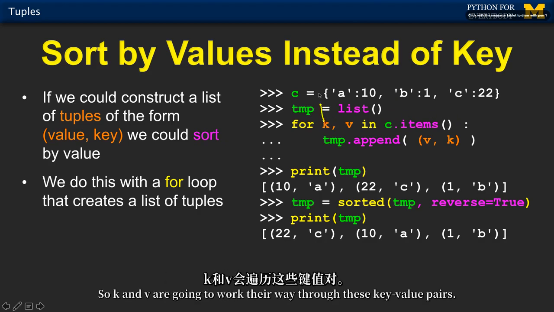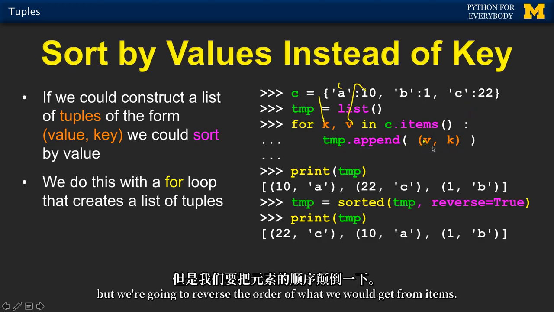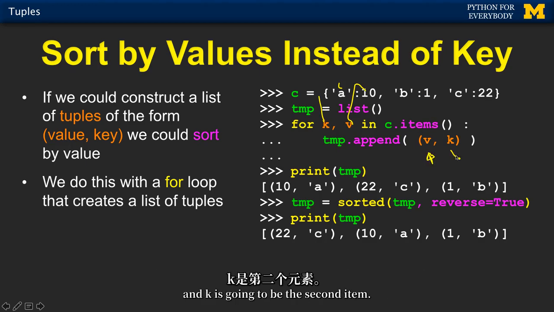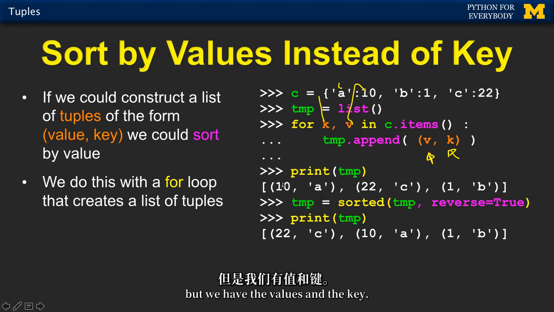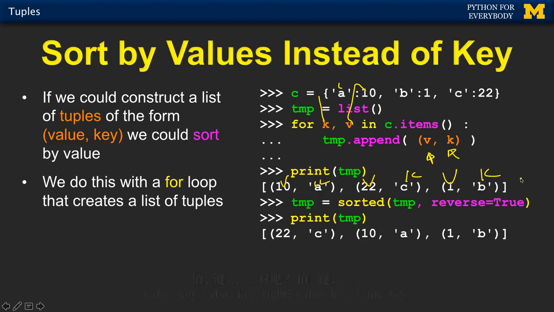So K and V are going to work their way through these key value pairs. And we're going to make a new tuple, but we're going to reverse the order of what we would get from items, in that the value is going to be the first item, or the zeroth item, in the tuple, and K is going to be the second item. So if we print this out, they're not particularly sorted at this point, but we have the values and the keys. Value key, right? Value key, value key.